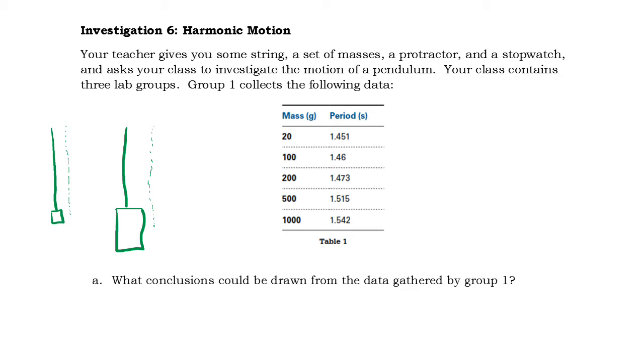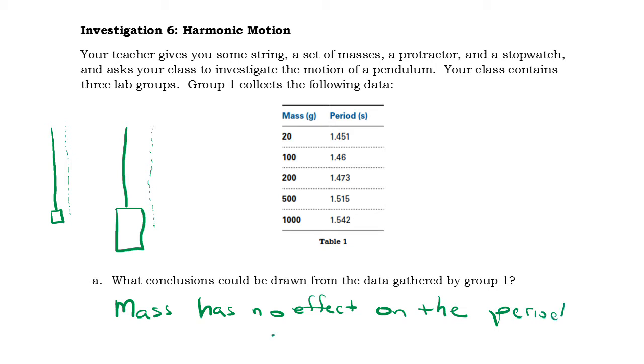Another thing that is possible is when you attach the big mass to the pendulum, maybe it stretches the string out also, just a little bit. And so both of these would result in the period being a little bit longer. But for the most part, mass has no effect on the period of a pendulum.